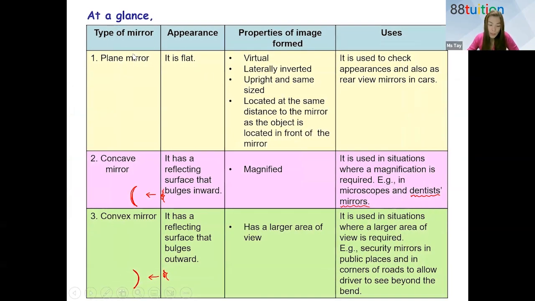So at a glance, you compare the type of mirror, the properties of the image formed, and the uses of such mirrors. This will be useful.